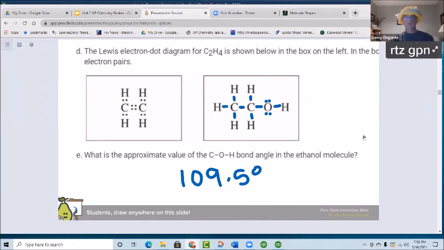So keep in mind, 109.5 is a great answer. I'm not poo-pooing your answer. I'm just saying maybe the better answer would be, because of those lone pairs, every time you add a lone pair instead of a bond, it's going to kind of smush the bond angle a bit more.